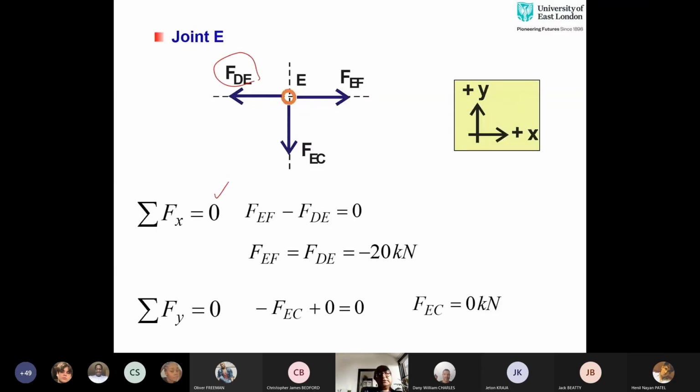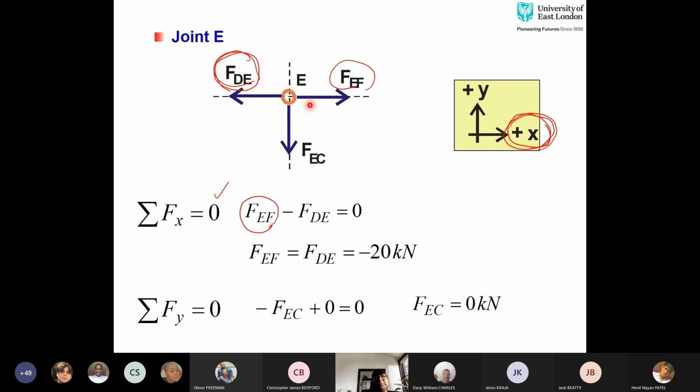You can first of all say summation of horizontal forces equal to 0. FEF is in the same direction as my sign convention, so it means that FEF has to be positive. And FDE, on the other hand, is in the opposite direction of my sign convention, so I will say negative FDE. So FEF is equal to positive FDE. Now you might be wondering why then we have this negative, because the value of FDE is negative 20. And here it's very interesting. This is one of the questions in some of the interviews as well, and also it's very useful.